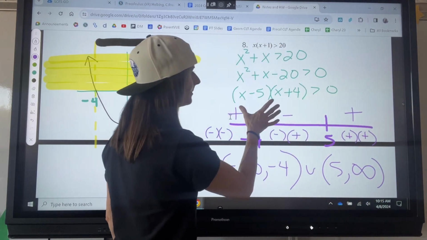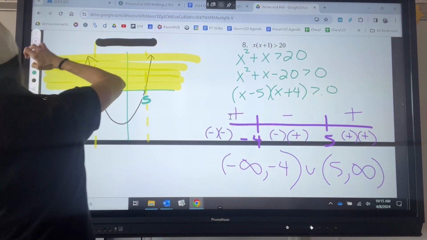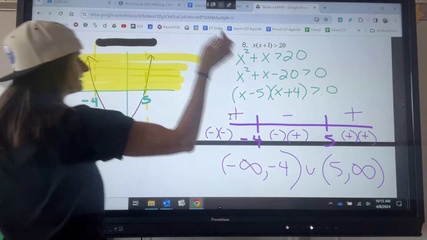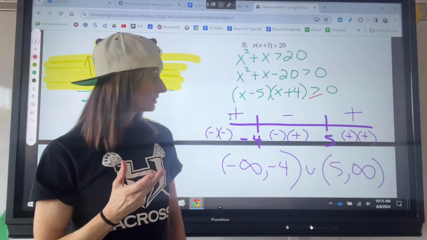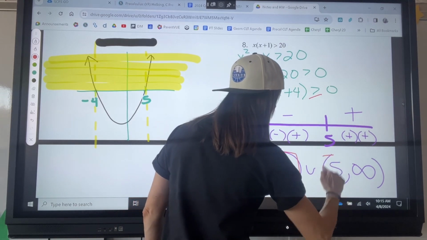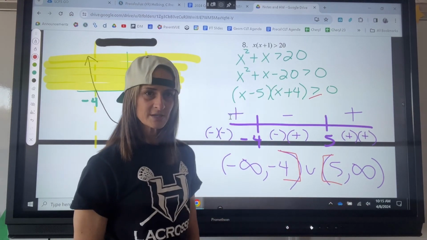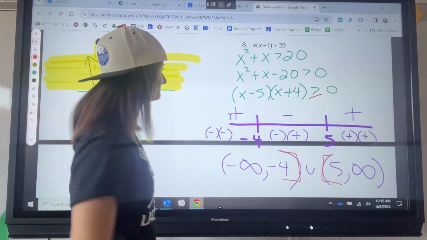If this problem had said, where is the graph greater than or equal to 0, the only way this would change is we would include these values with a hard bracket. Any questions? We're going to move on to problem number 11.